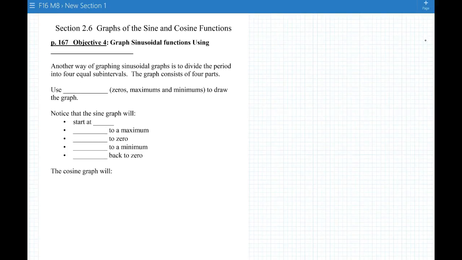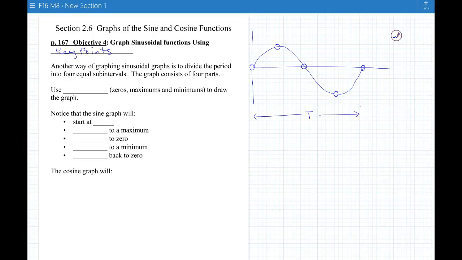Okay, so objective 4 is to graph sinusoidal functions using key points. So we talked earlier about the basic sine graph having zeros, a max, and a min. So those are your key points always. And notice that this is the period, whatever it is, 2 pi in the basic graph, but it can be different as we just learned.